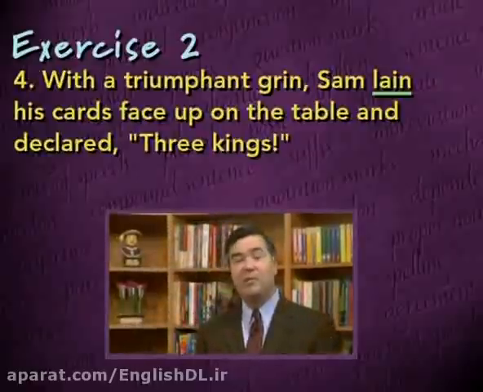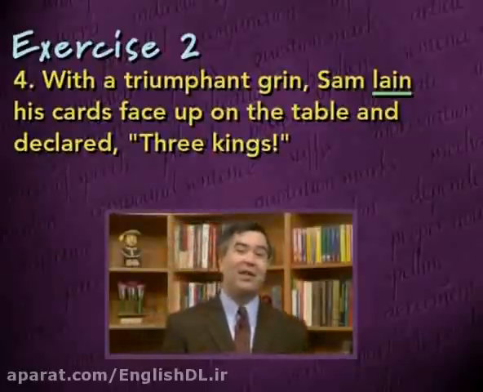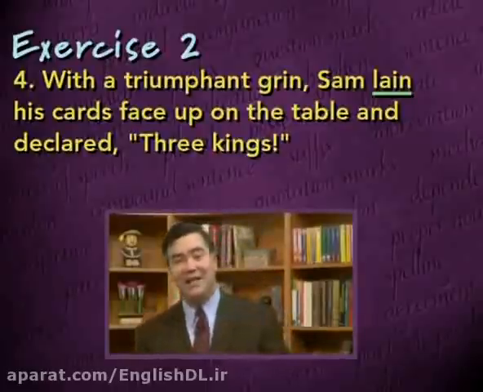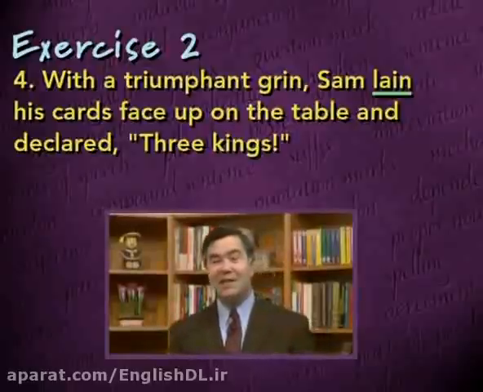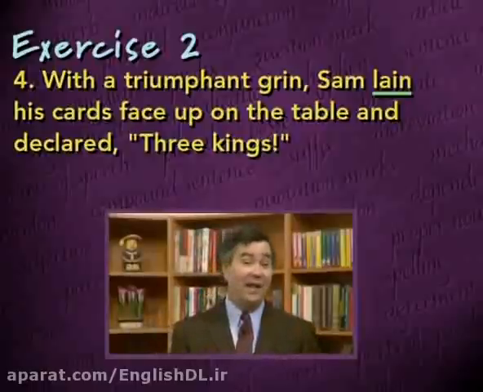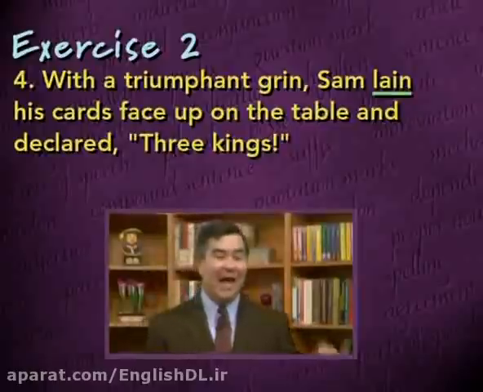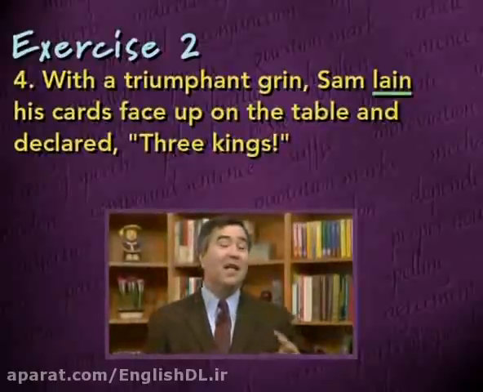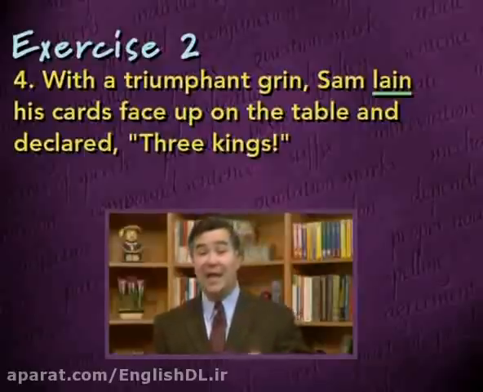Well, remember, the verb to lie is an intransitive verb that doesn't take a direct object. The verb to lay is a transitive verb that does take a direct object. In this sentence, is there a direct object or not? Is something receiving the action of the laying? Yes, there is a direct object. It's the cards. Sam is laying the cards on the table. Therefore, there is a direct object, and we want the transitive verb to lay.